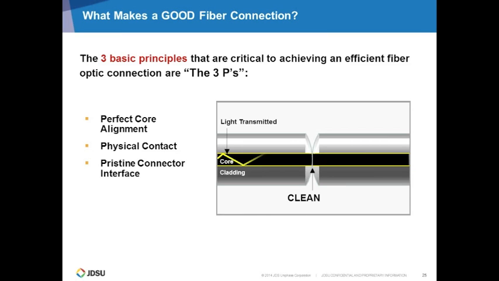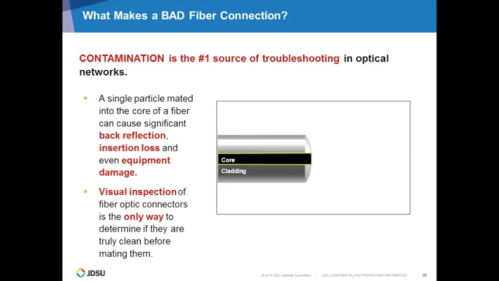With the alignment sleeve being improved recently, the core alignment and physical contact is not an issue anymore. The pristine connector interface is basically what is making the biggest headache in a fiber optic deployment. As mentioned here, contamination is the number one cause of troubleshooting fiber optic networks. If the connector is dirty, that makes back reflection, insertion loss, and it can damage the equipment.